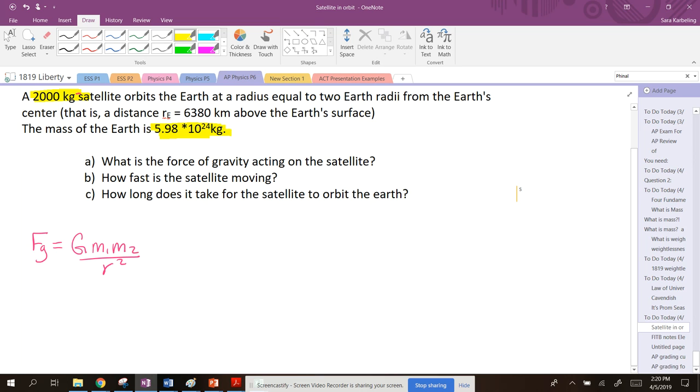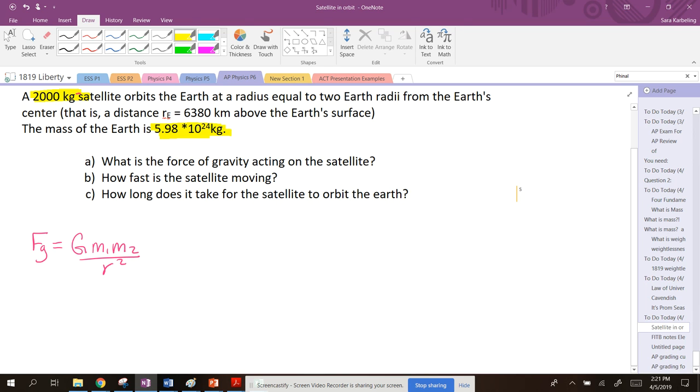We've got a radius that is twice this big. So it's 6.38 times 10 to the 6th. Does that make sense? Multiply that by 2 because that's what we're talking about for our radius. And then don't forget to square it. A lot of times, friends, when we get mixed up with Fg, it's because we forget the square. So don't forget that square.